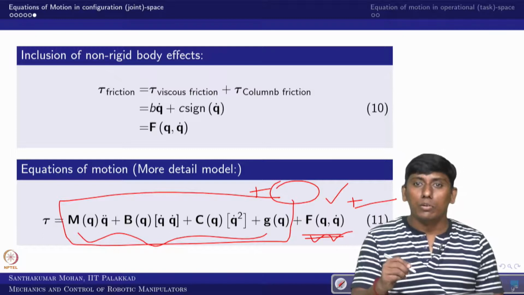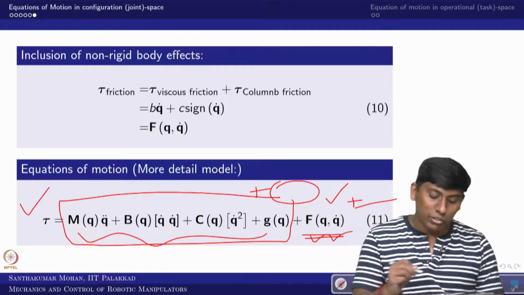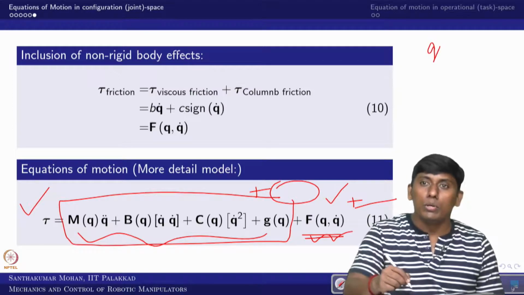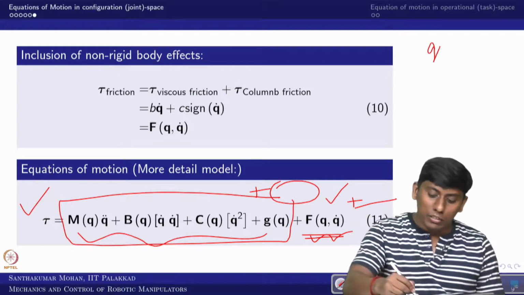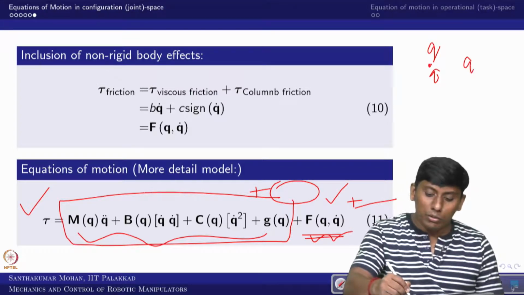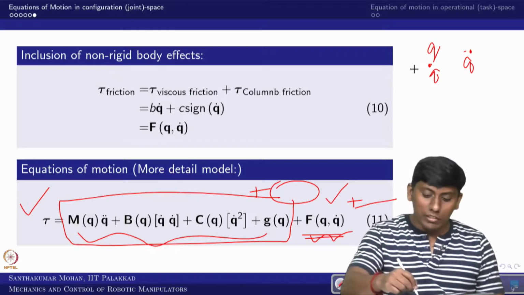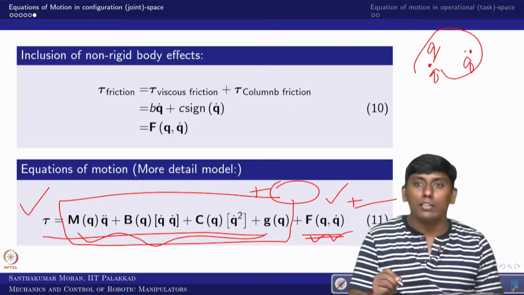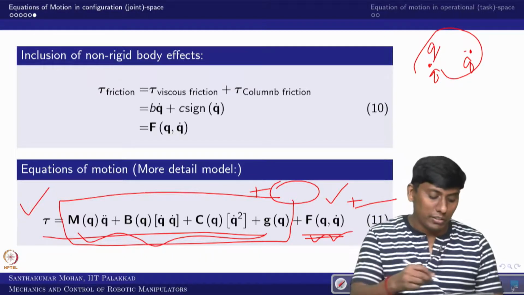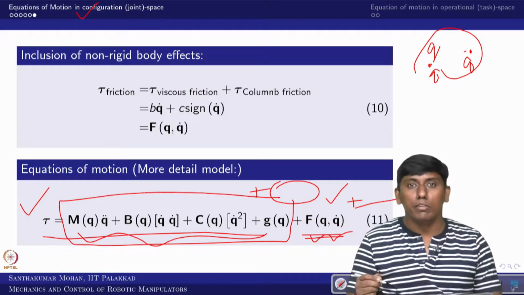Okay, so this is what we have seen, the equation of motion in joint space. Why do we say joint space? q we call the joint space state vector. q dot is the velocity of the joint space vector, and q double dot is the acceleration of the joint space vector, right? So this equation of motion is written in the form of joint space, or you can say configuration space.